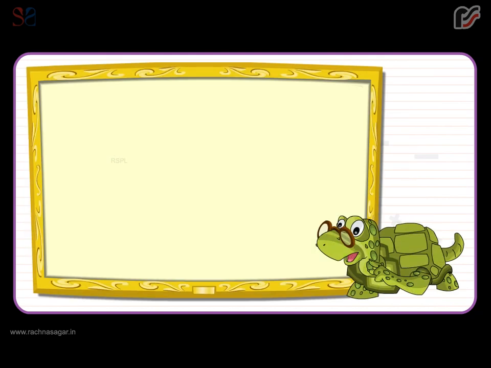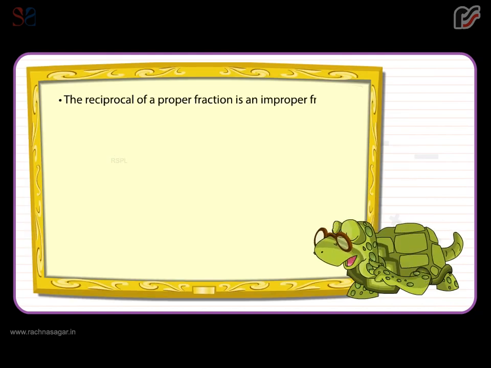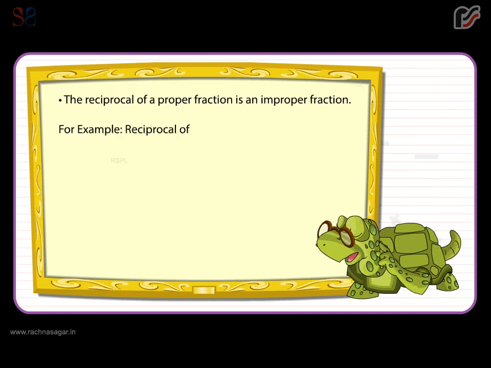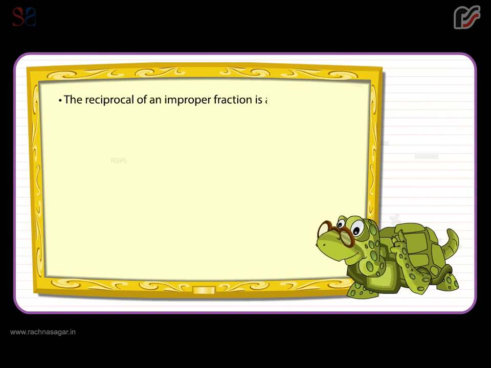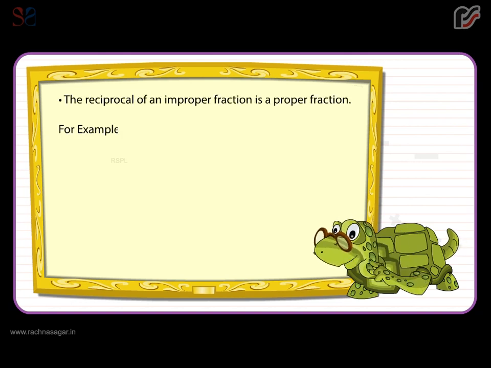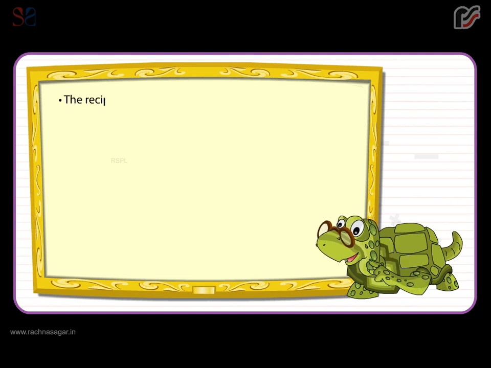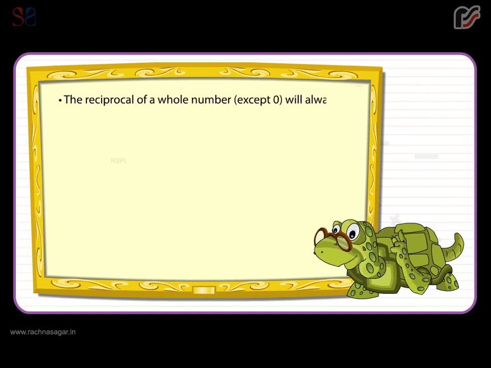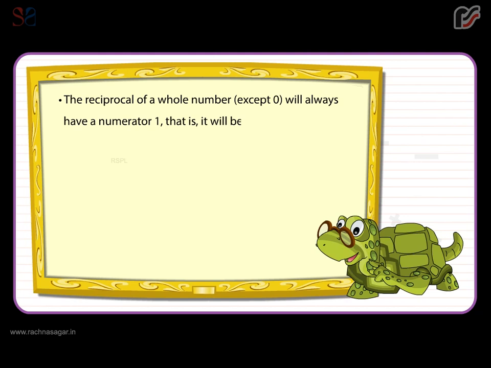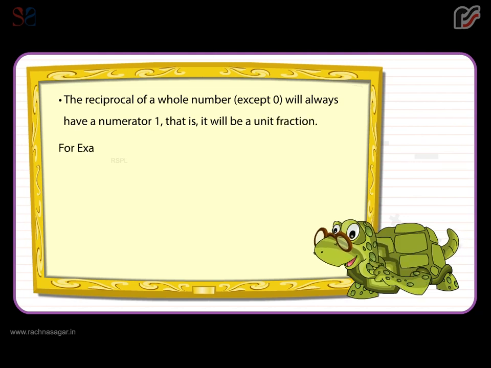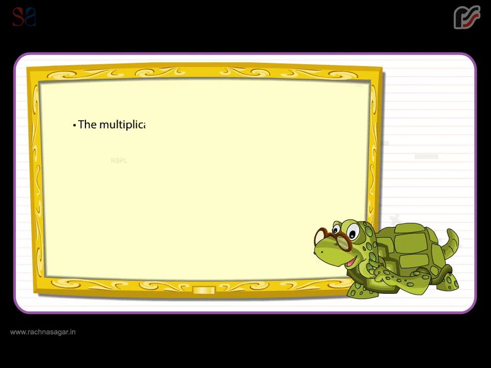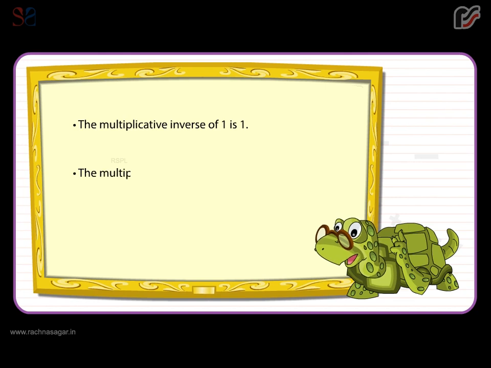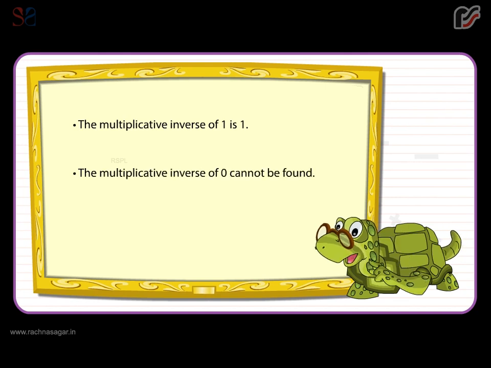Important facts. The reciprocal of a proper fraction is an improper fraction. For example, the reciprocal of 5/18 is 18/5. The reciprocal of an improper fraction is a proper fraction. For example, the reciprocal of 15/4 is 4/15. The reciprocal of a whole number except 0 will always have a numerator 1, that is, it will be a unit fraction. For example, the reciprocal of 90 is 1/90. The multiplicative inverse of 1 is 1. The multiplicative inverse of 0 cannot be found.